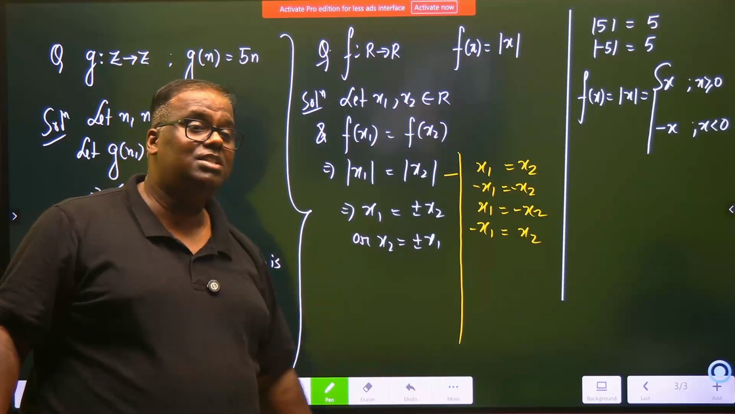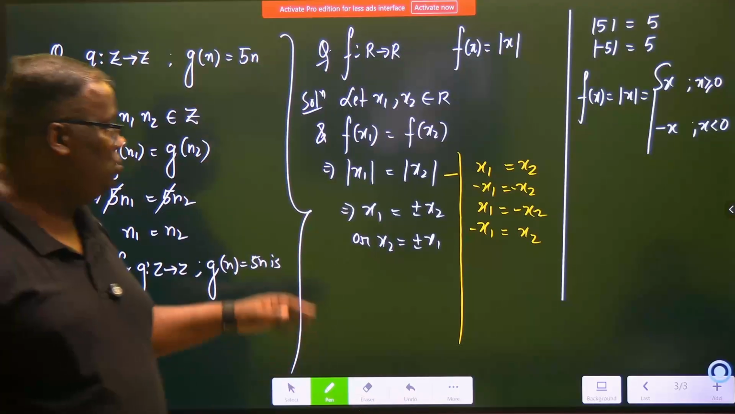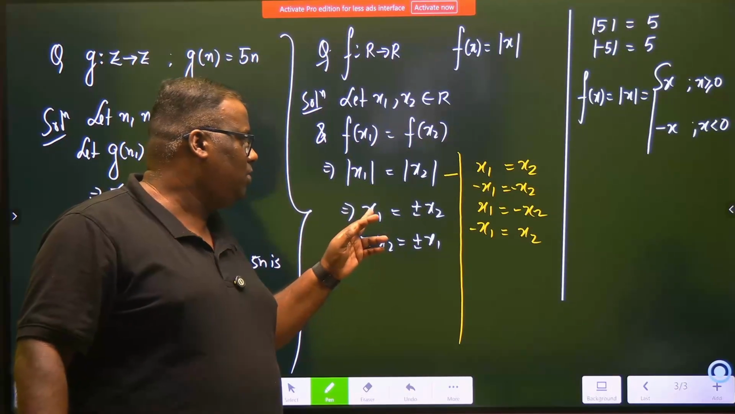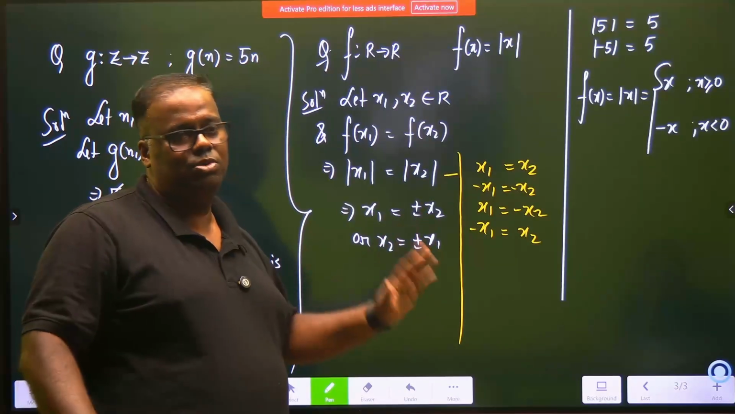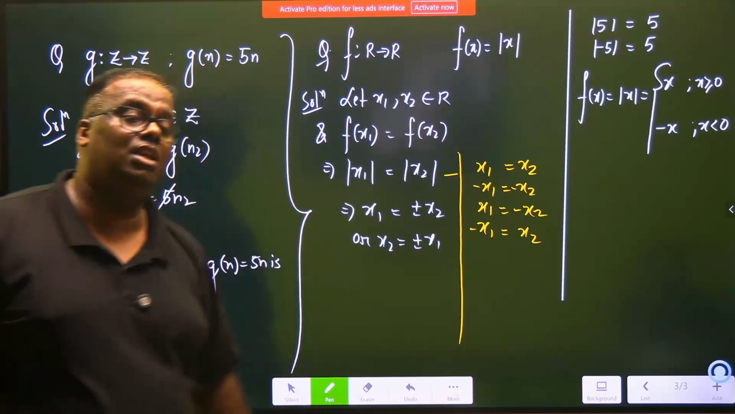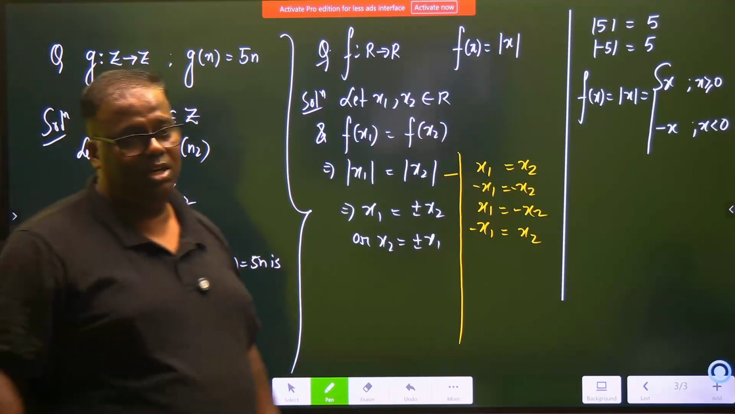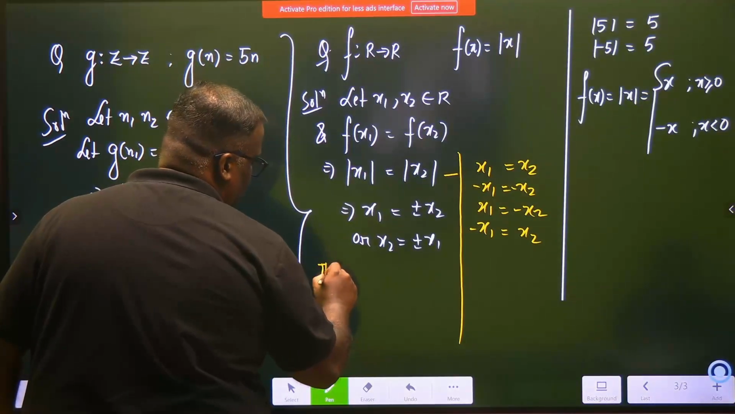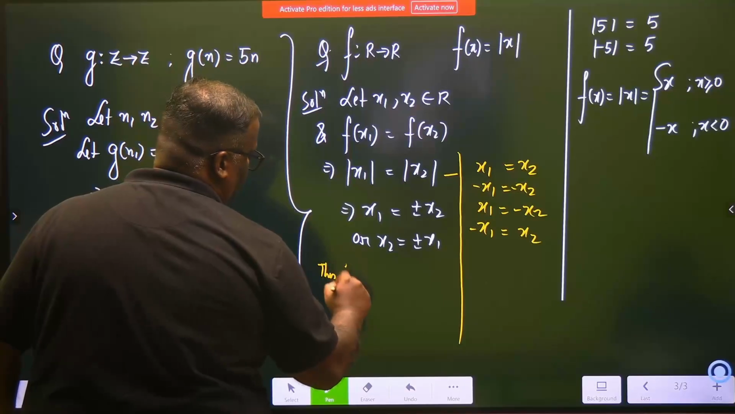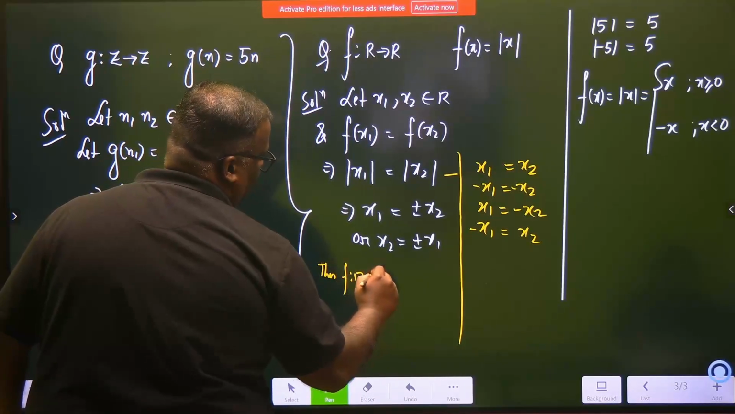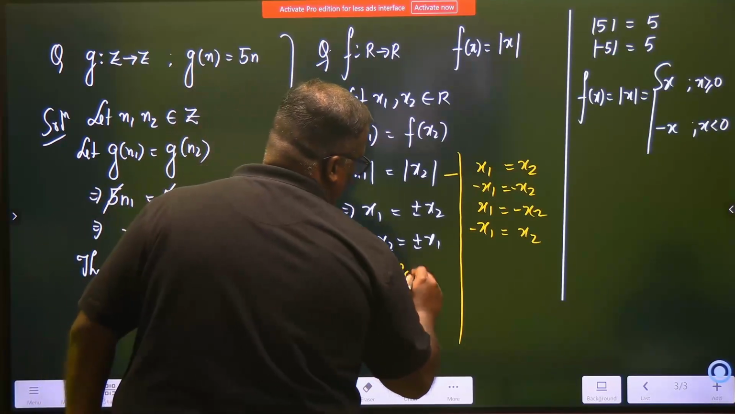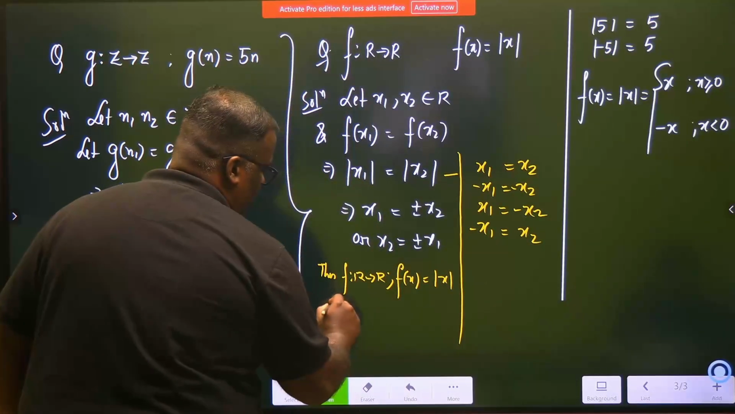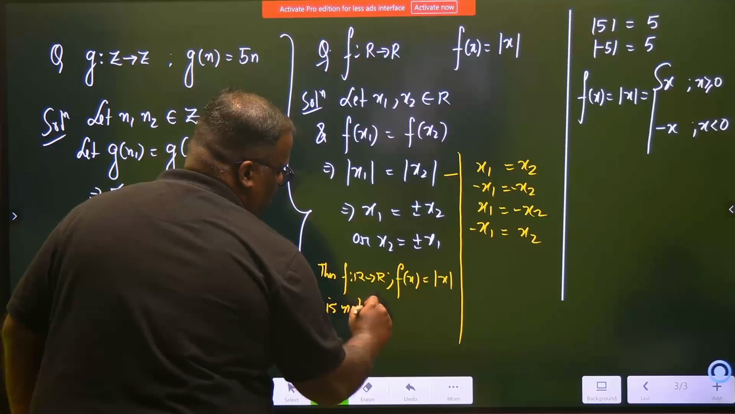Now, can you say it is injective? No, it is not injective, because you are not landing up at x1 equal to x2, because positive x1 is equal to positive x2 is agreed. But positive x1 is again equal to negative x2. Two different relations we are getting. So we will say, thus, a function mapped from R to R given by f of x is equal to mod x is not injective.